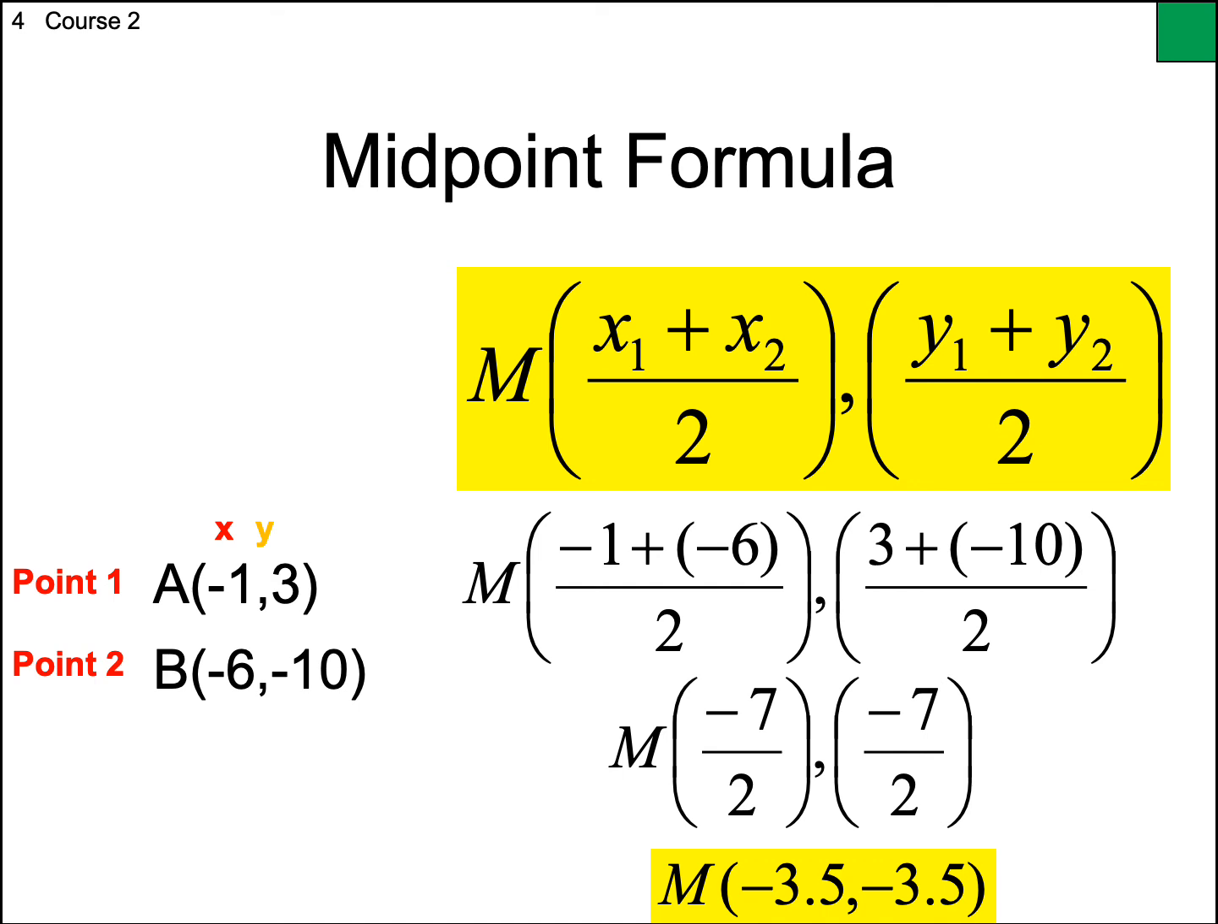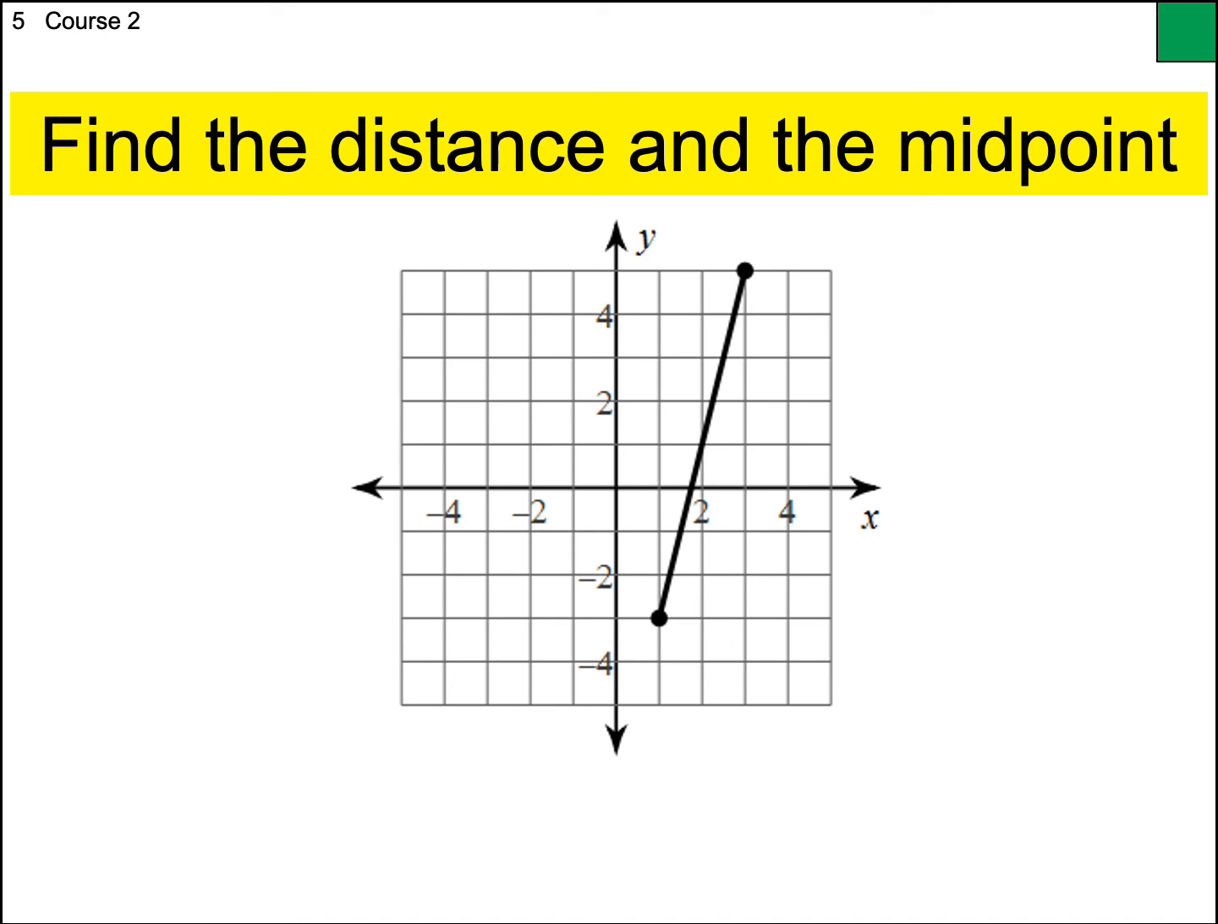Okay, one more. All right, so this is the other thing that they'll have tonight for homework. Instead of giving you the points of the endpoints, they'll just give you the actual line segment on a graph. So what you will have to do is find the distance and the midpoint of this segment. So in order to find the distance, obviously we use the distance formula. The only issue here is the endpoints are not labeled. No big deal. Just label them. Pick one. All right, we'll call this one point A.